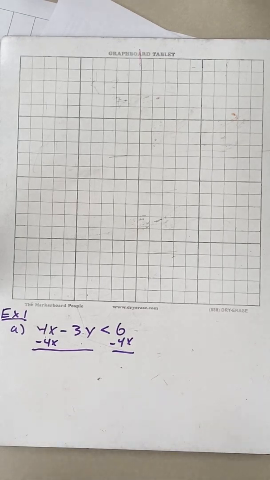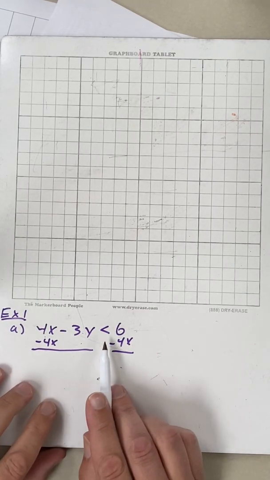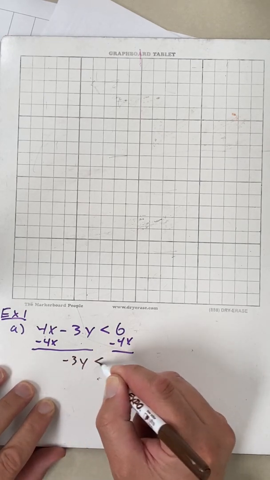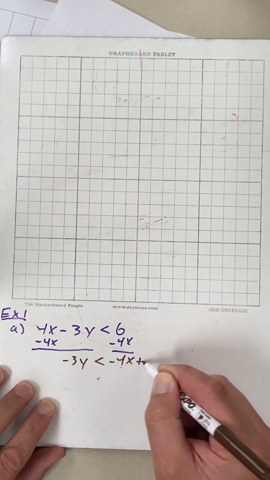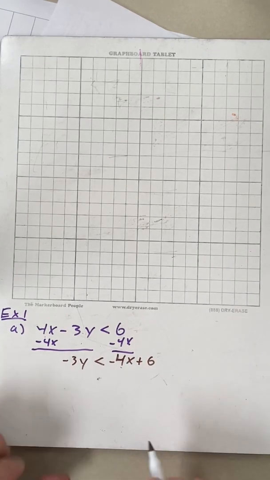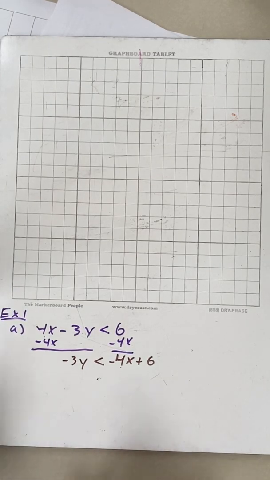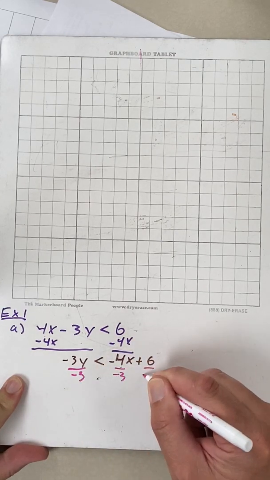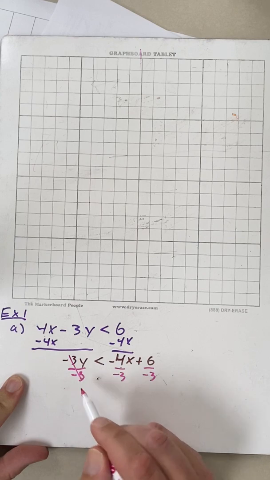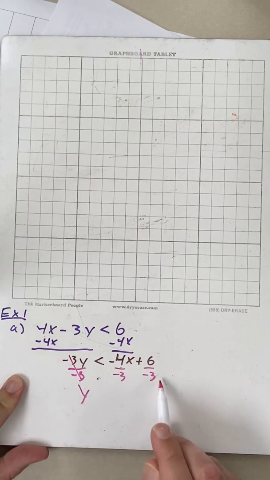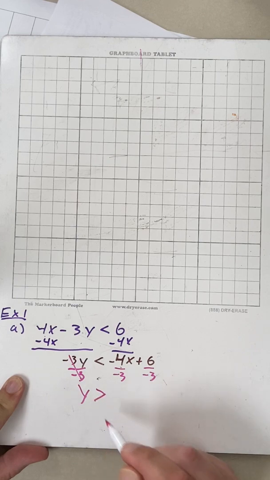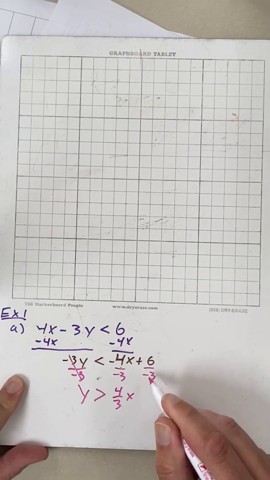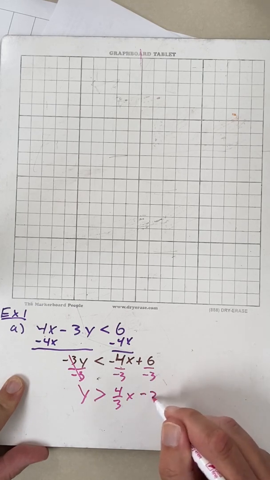Now, as I go to solve these, if I ever divide by a negative, I'm going to have to flip my inequality, so keep that in mind. Right now I'm at negative 3y is less than negative 4x plus 6. Now to get the y by itself, I have to divide by negative 3 everywhere. As I do this, the negative 3's cancel, I get y, but because I divided by a negative, I'm going to flip the sign. It's going to become a greater than symbol. I'll now get 4 over 3x, and now positive divided by a negative is a negative.